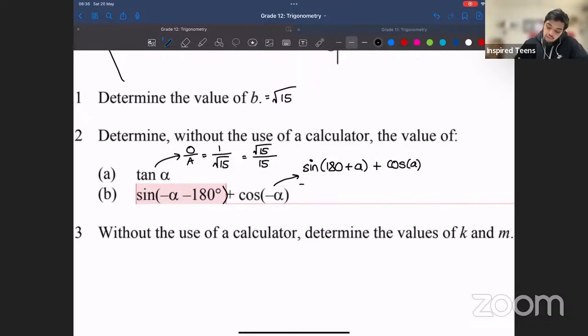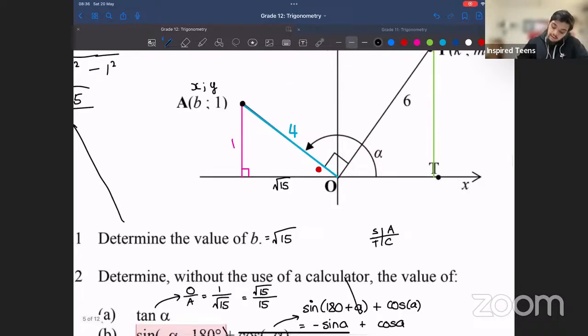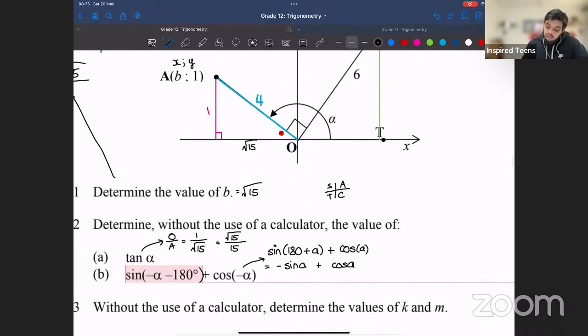Now we can reduce. Let's use CAST. So sine of 180 plus alpha. 180 plus is in tangent's quadrant. Sine is negative. This becomes negative sine alpha plus cos alpha. Now we can utilize our triangle and substitute values from there into here. So sine alpha, sine is opposite over hypotenuse. So it's going to be negative 1 over 4 plus cos alpha, adjacent over hypotenuse, which is going to be root 15 over 4. Okay, this results in what answer?